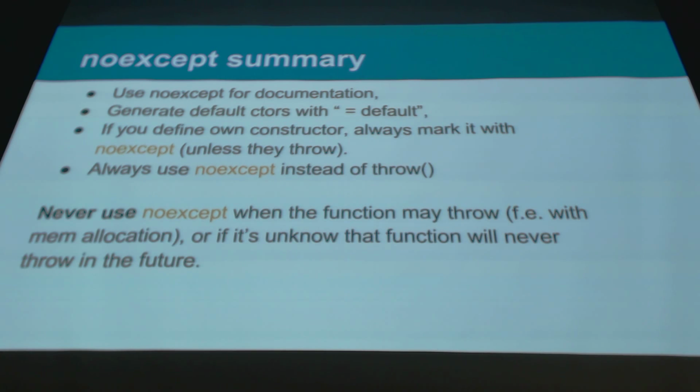And the other thing is that if we are not sure if the function will throw anything or not in the future, then we shouldn't mark it as noexcept, because someone in the future can think, oh, this function will never throw, and then we change the API and it starts to throw something. So this is very bad.